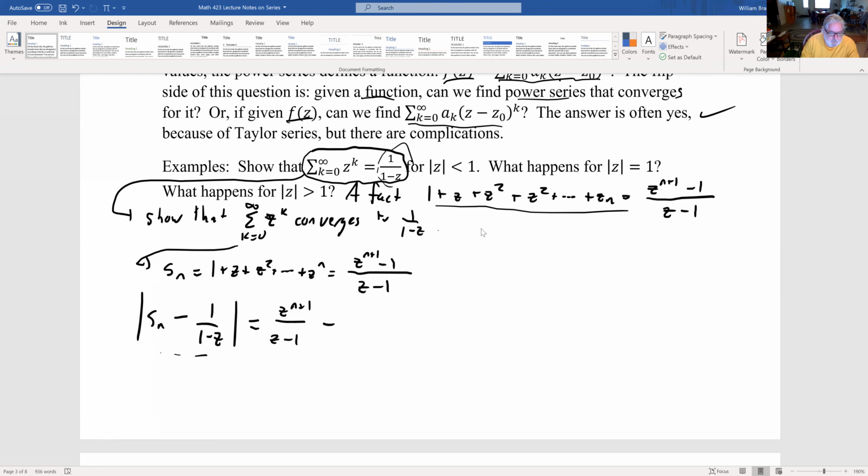minus z to the n plus 1 over z minus 1. And unfortunately, I've got my denominator backwards, so I'm going to have to fix that in a second. So z to the n plus 1 over z minus 1 minus 1 over z minus 1. So those two terms are this, just broken into two fractions. Oh, and I don't have another minus 1. I just have one minus sign. Minus 1 over 1 minus z. Okay.